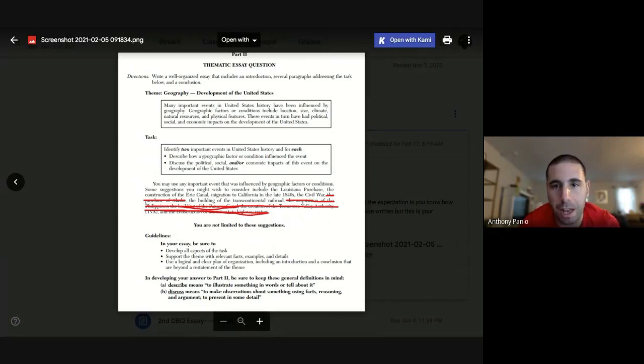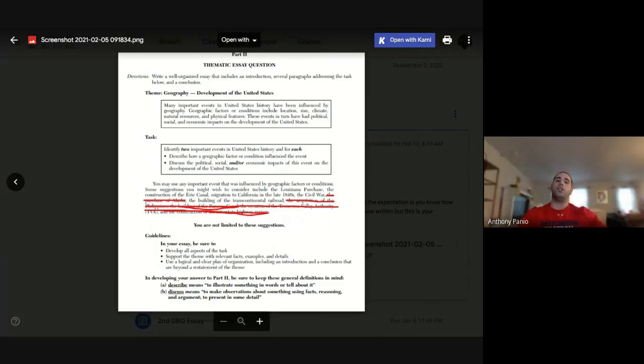So the theme for this topic is centered around geography. We want to look at how geography impacted certain events throughout American history. So quickly here, I'm going to read the historical context. Many important events in the United States history have been influenced by geography. Geographic factors or conditions include location, size, climate, natural resources, and physical features. These events in turn had political, social, and economic impacts on the development of the United States. Okay, because of a place's location or its size or the climate or whatever, or the resources, that has led to some different things in American history.